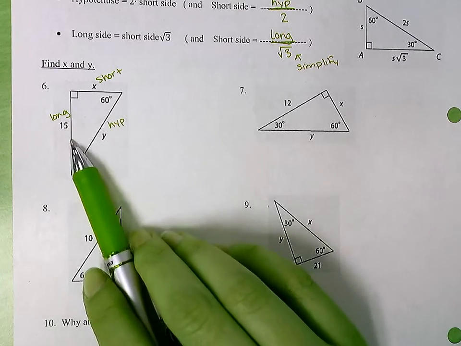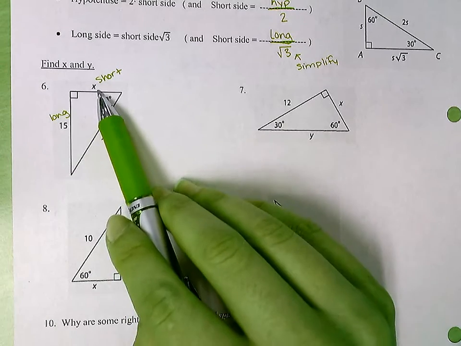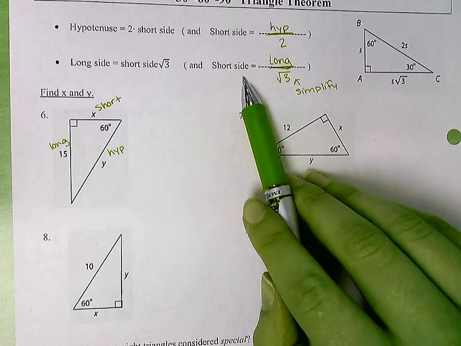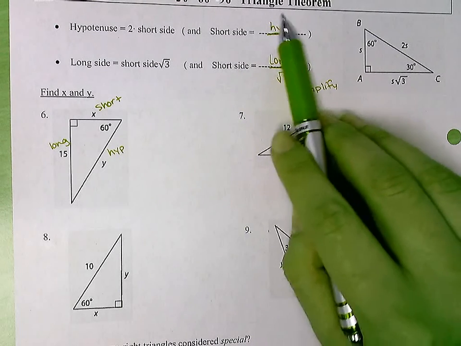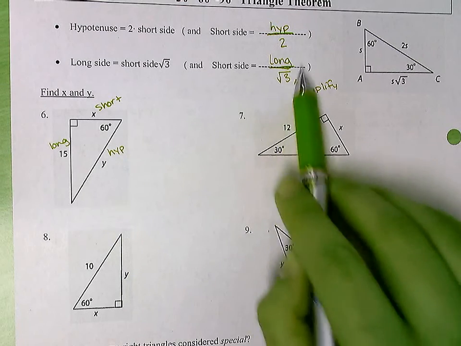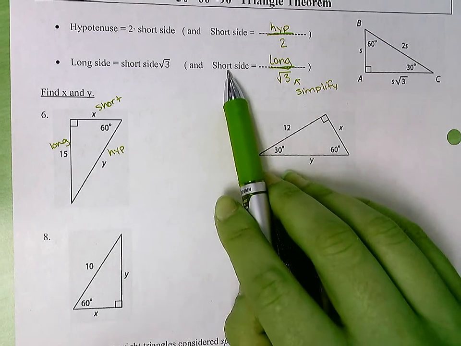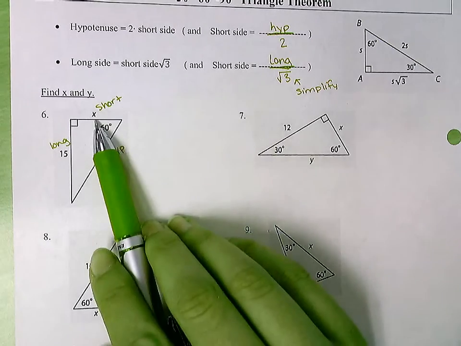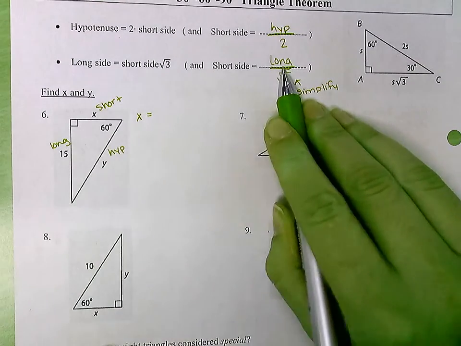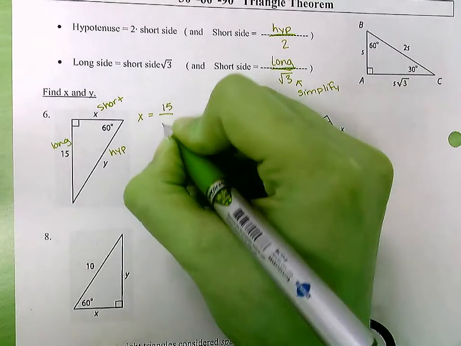Okay, so from here, I'm already given the long side. However, I'm not given the short side, so that's what I want to find first. Again, I have 2 equations for short side. If I use the top one, I don't have the hypotenuse. So I'm going to use the bottom one here because I have the long side. So I'm going to plug in just like we did on the front. Your short side is x. That is equal to the long side, 15 over square root of 3.